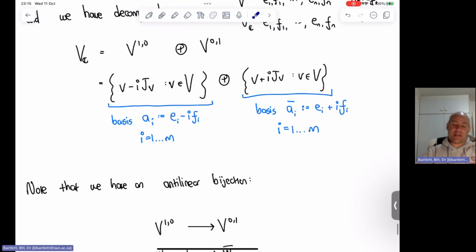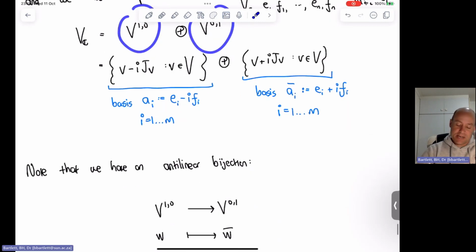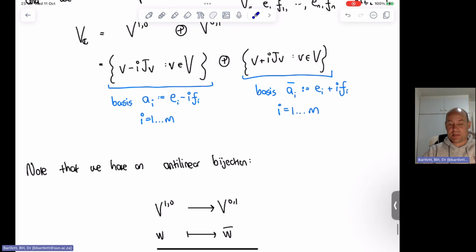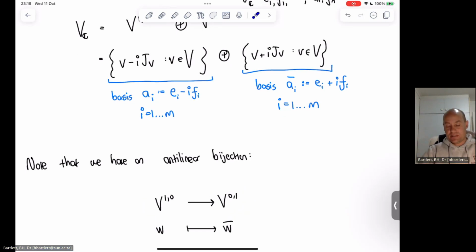So note that we have an antilinear bijection between these two eigenspaces. Namely, I can send a vector w to its complex conjugate. So it's not a linear map, but it is an antilinear map, and that's fine. All right, so it's something to bear in mind. You can translate from the one subspace to the other.